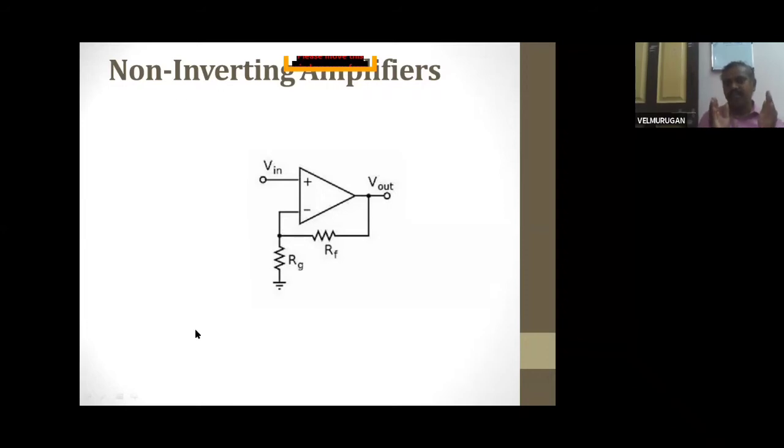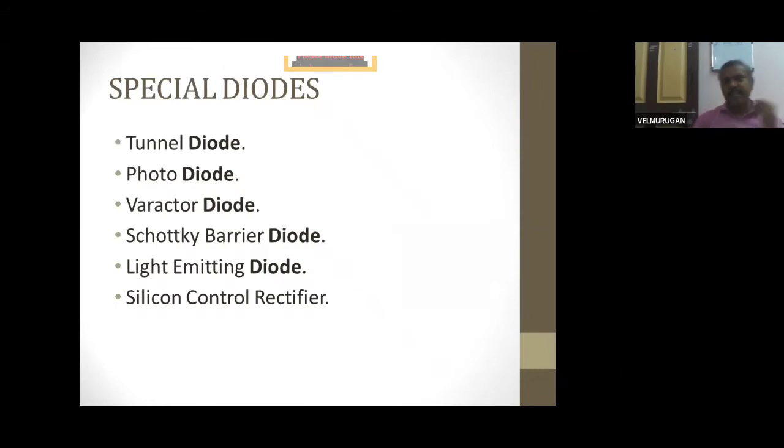This is the four-type classification. This knowledge is enough even for your basic electronic device. Then you go for the next, the special types. That's a special type of diodes, because diodes play a very vital role in electronic devices. That's why we are studying the PN junction diode.